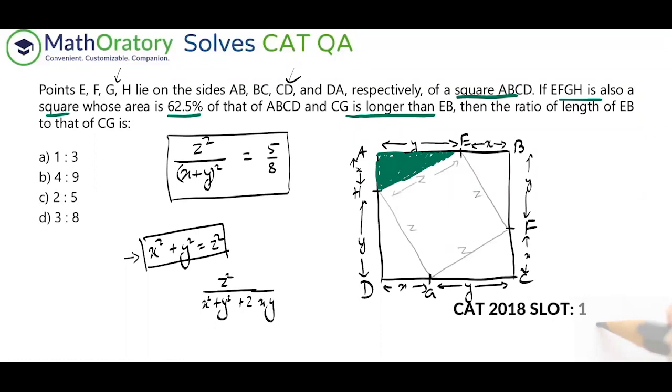2xy here is equal to 5 upon 8, isn't it? Now understand this. If I substitute this x square plus y square with z square, what I have is nothing but another z square here, which is this 5, right? So what I can do is I can write it in this way.